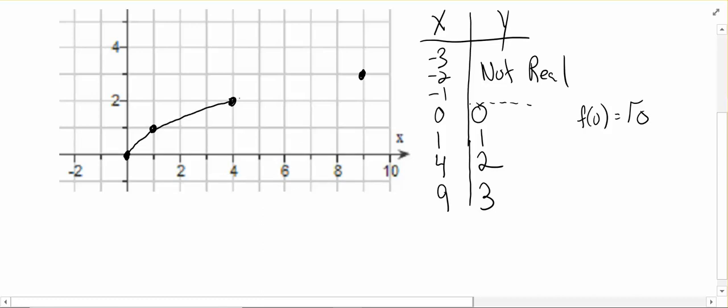I've got this little curve going on over here. Now notice I do not have an arrow on the left, because again, the graph doesn't exist to the left. It starts at (0, 0). That's the first value that I can actually have. And this is our square root graph.